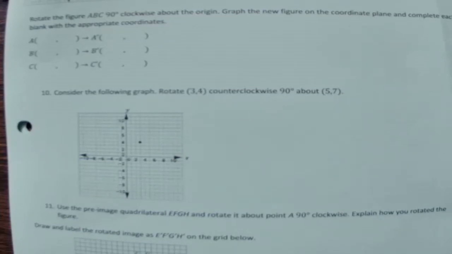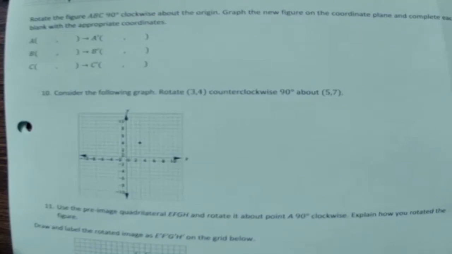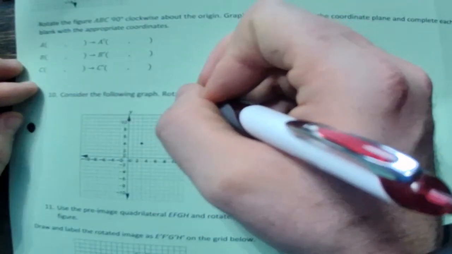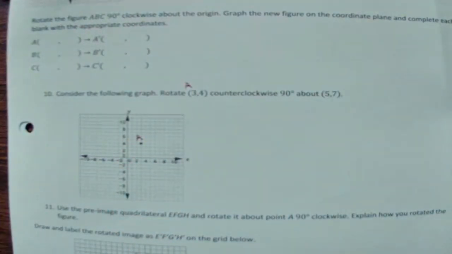So now we are on page 5, number 10. It says, consider the following graph. Rotate (3, 4) counterclockwise 90 degrees about the point (5, 7). So this is where we're going to still use those 3 rules that we did on the problem before. This one, I'm just going to go ahead and call (3, 4) point A. I'm just doing this so that it makes it easier for me to visualize, so when I make my new point, I can see which one is the pre-image and which one's the image.